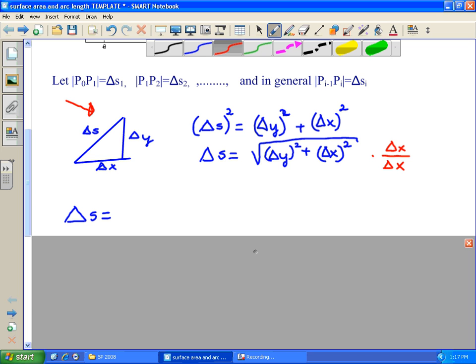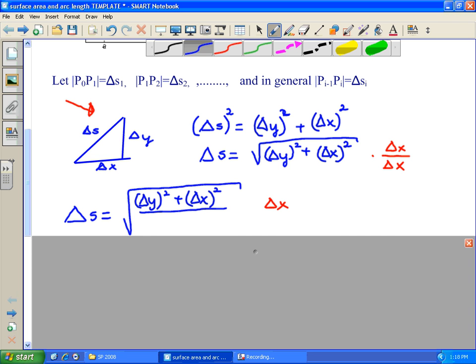I'm going to put that under the square root sign. So I'm going to rewrite what delta s is under a big square root. On the outside, one of the delta x's is staying on the outside. We still had delta y squared plus delta x squared over here. And on the bottom, this delta x that I have here in the denominator, how would you put it under the square root sign? What would it look like under the square root sign?